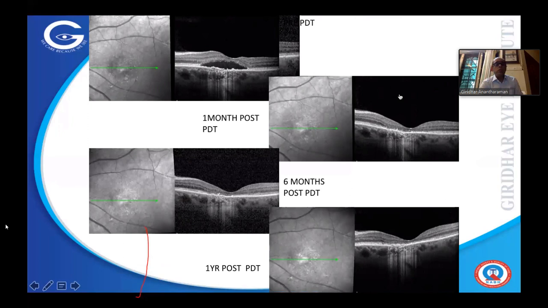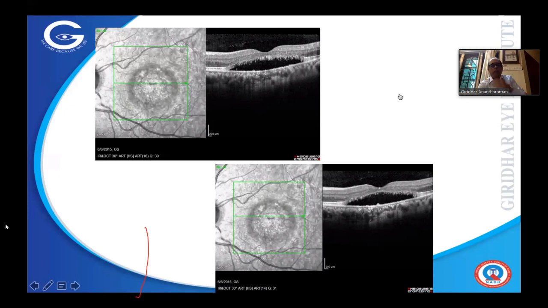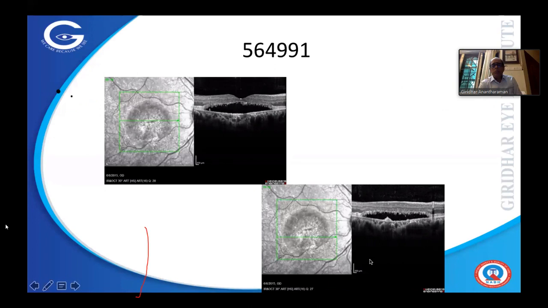Another important masquerade is this particular case. This is a patient you can see here. You can see the gap here. You can see the retinal pigment epithelium here. And you can see the other eye also like that.